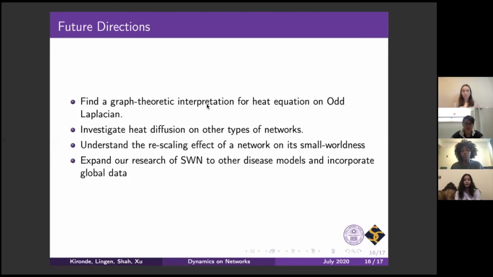In the future, we hope to find a graph theoretic interpretation for the heat equation on the odd Laplacian, and investigate heat diffusion on other types of networks. Furthermore, we hope to understand the rescaling effect of a network on its small worldness and expand our research of small world networks to other disease models to incorporate global data.